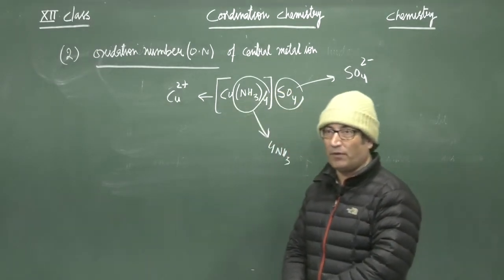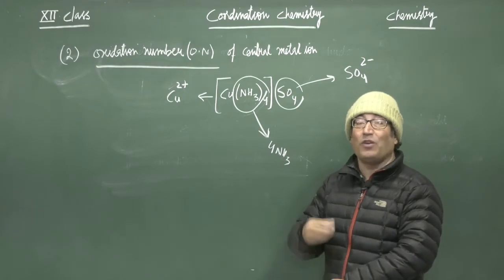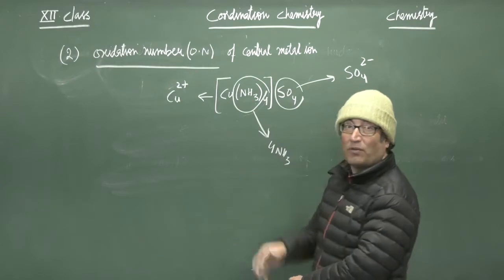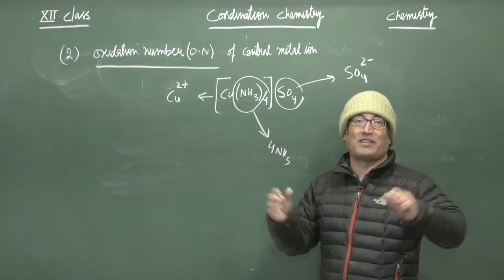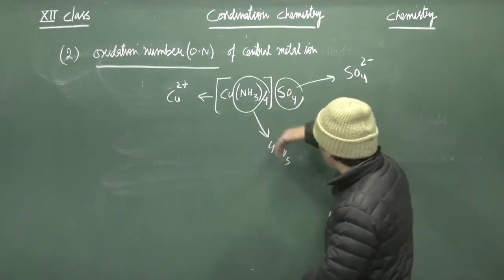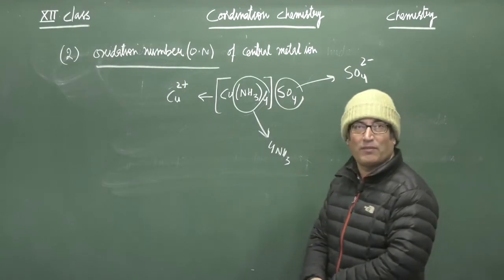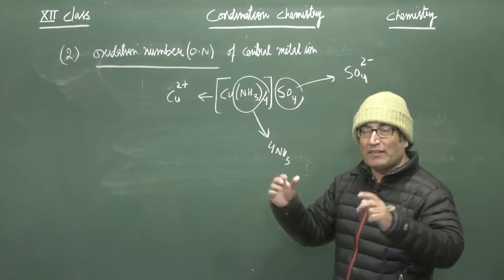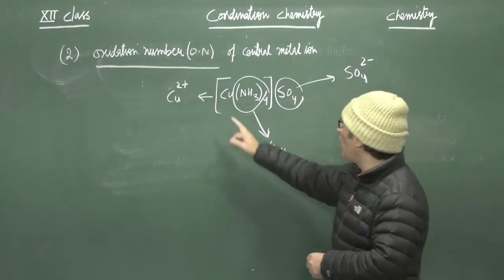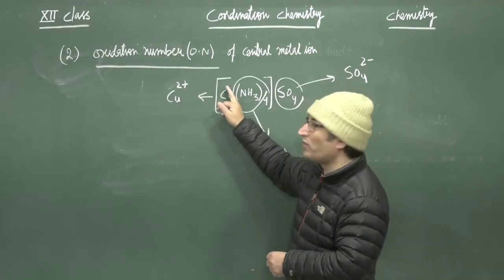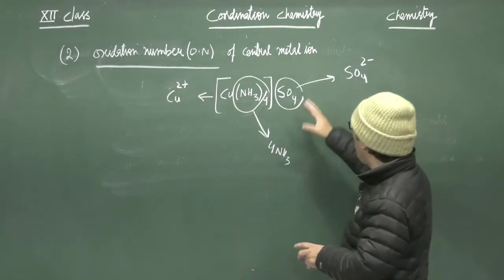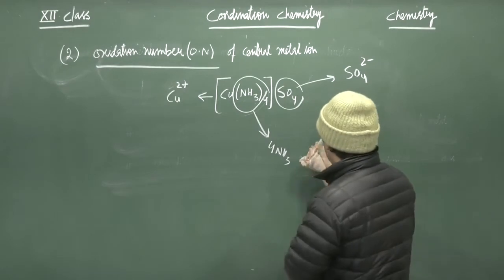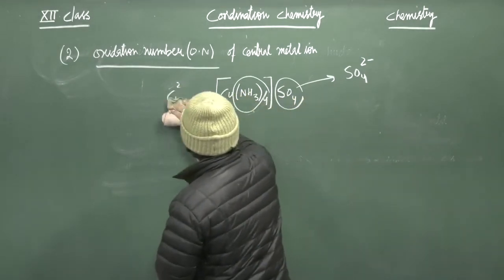So if you are asked to calculate the oxidation number of the central metal ion in a coordination compound, it's a very laborious task to remove all the species from the coordination compound. Instead of this, there's a very simple method of calculating this +2 charge on copper without breaking apart all these species from the coordination compound. Now what is that? How do you calculate it?